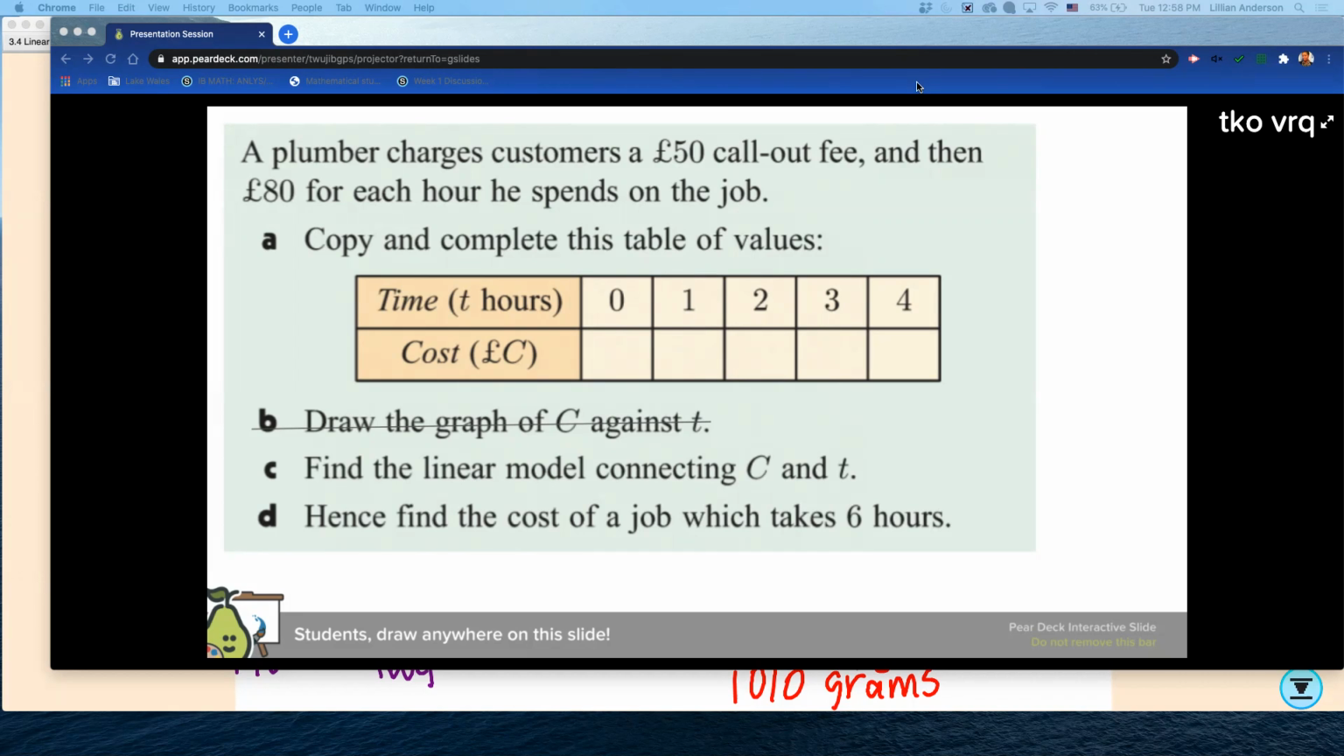A plumber charges customers a 50, is that euro, right? Euro? I'm not quite sure. I'm not up on my currency. I need to travel a little bit more.